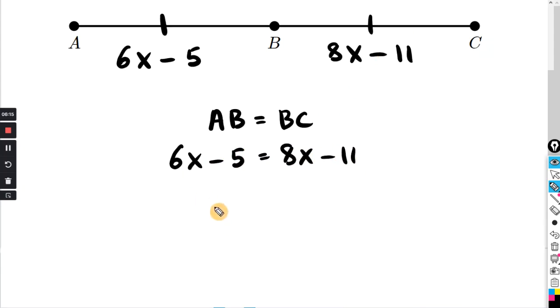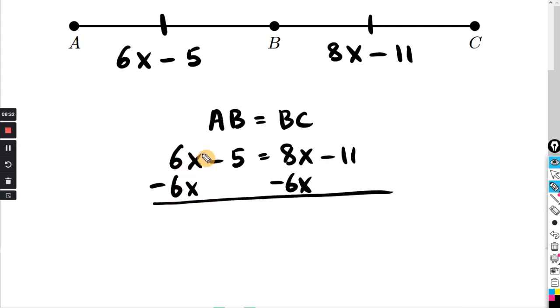Like I said, I suggest you get rid of the smaller number with x, but it doesn't matter. You can do it either way. The opposite of positive 6x is negative 6x. We apply that to both sides of the equal sign. And the 6x's cancel. That's just 0. 8x minus 6x is 2x.